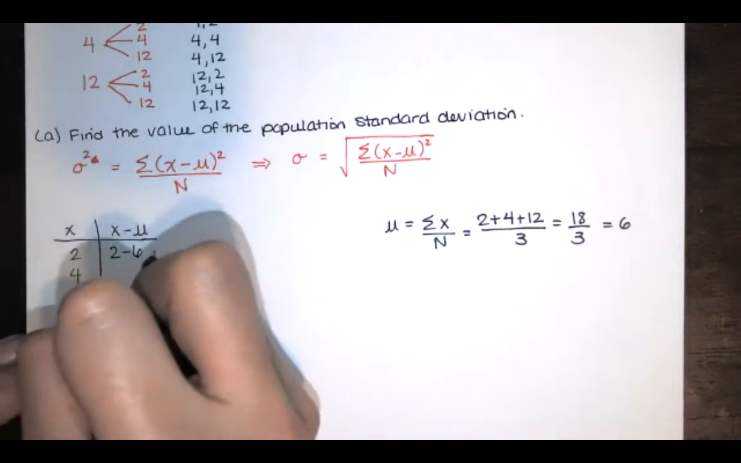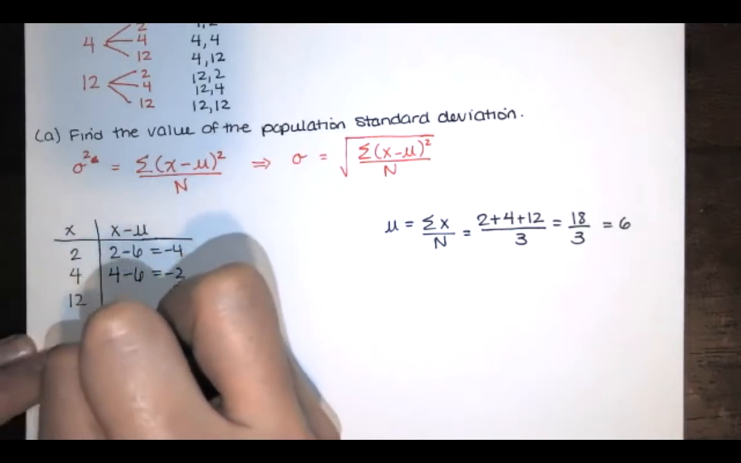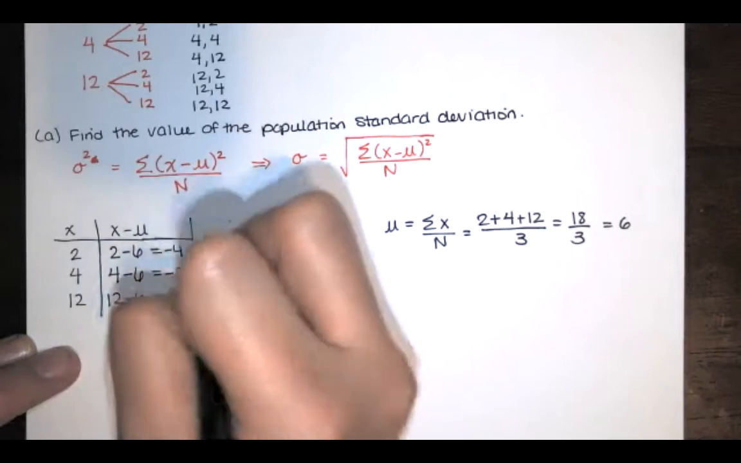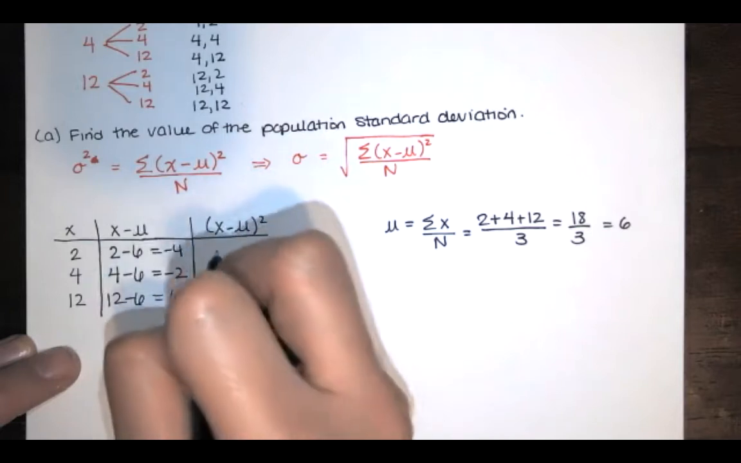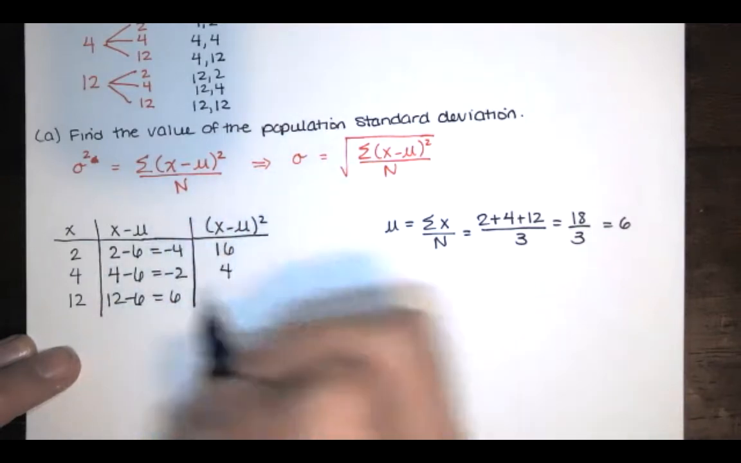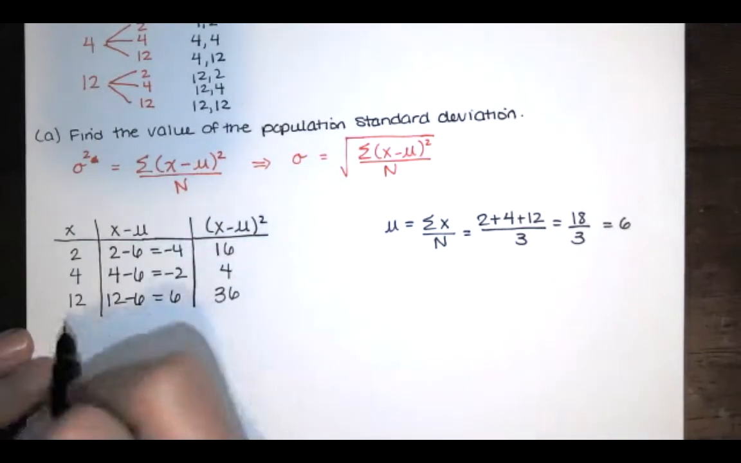So we're doing 2 minus 6, which is negative 4. And then 4 minus 6, which is negative 2. And 12 minus 6, which is 6. And then you want to take each of those and you want to square them. Negative 4 times negative 4 is 16. And negative 2 times negative 2 is 4. And 6 squared is 36. So we want to add these up.